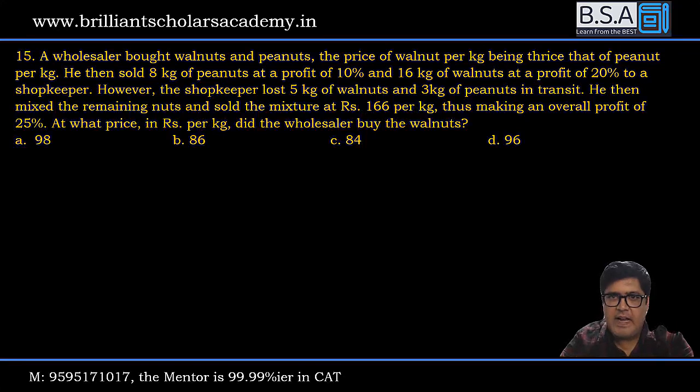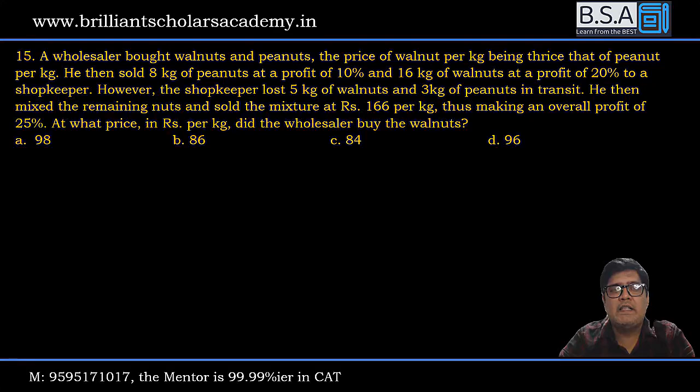This is exactly the CAT question. A wholesaler bought walnuts and peanuts, the price of walnut per kg being thrice that of peanut per kg. He sold 8 kilograms of peanuts at 10% profit and 16 kilograms of walnuts at 20% profit to a shopkeeper. However, the shopkeeper lost 5 kilograms of walnuts and 3 kilograms of peanuts in transit. He then mixed the remaining nuts and sold them at rupees 166 per kilogram, thus making an overall profit of 25%.